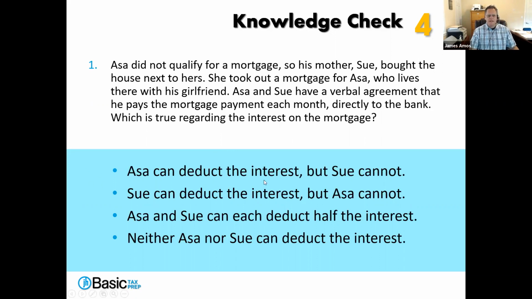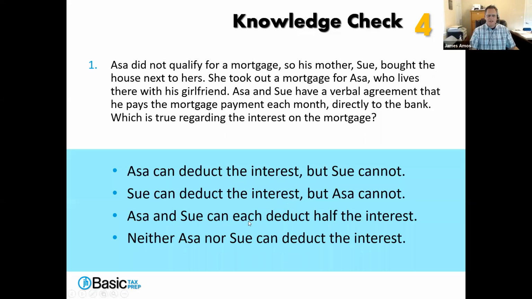Asa can deduct the interest, but Sue cannot. Is that true or not true? No. Okay. Why is it not true? What makes it not true? It's Sue's mortgage. Sue bought the house, so the mortgage is in her name. That's exactly right. So Asa cannot. Sue can deduct the interest, but Asa cannot. That's true. Okay, let's come back to that one.